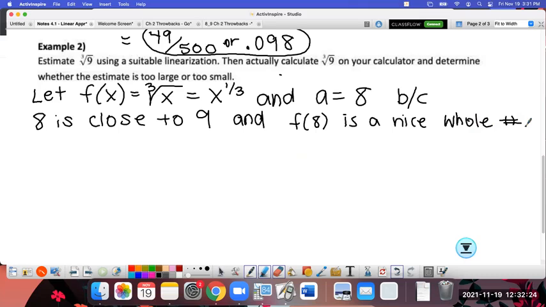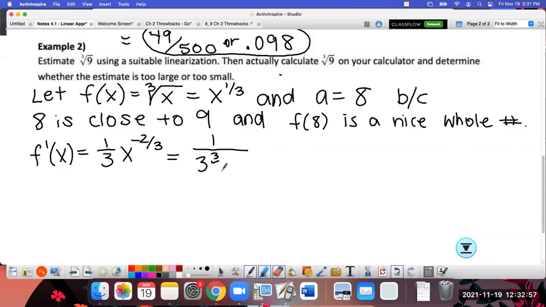Okay. So for my linearization, we know f of x, we know a. We will need f prime of a. So let's go ahead and figure out what f prime of x is for now. So it's 1/3 x to the negative 2/3. I could go ahead and rewrite that as 1 over 3x to the positive 2/3. Or I could rewrite that in root form, and the 3 would become the index, and then that would become an x squared.